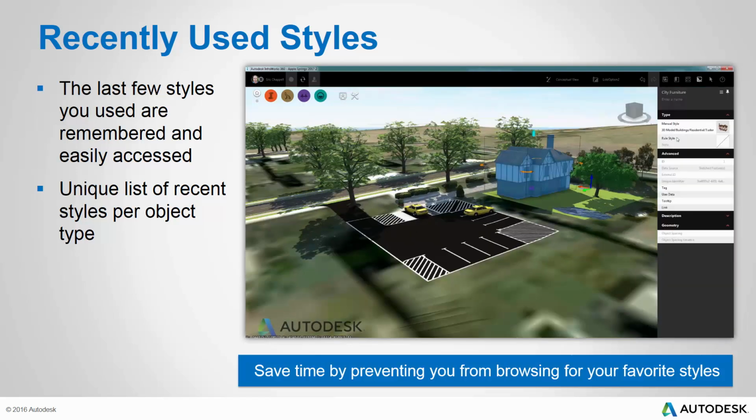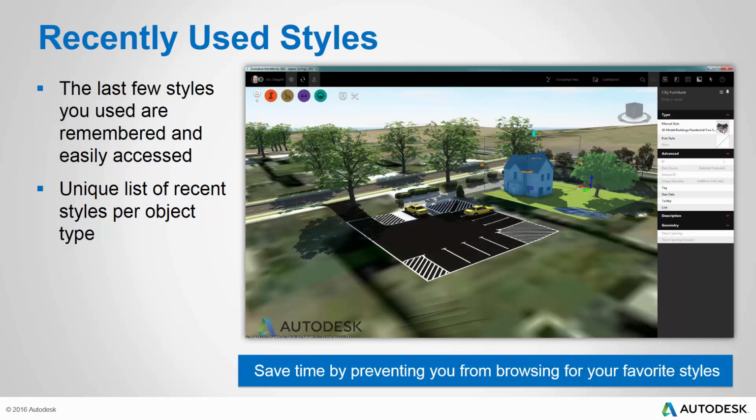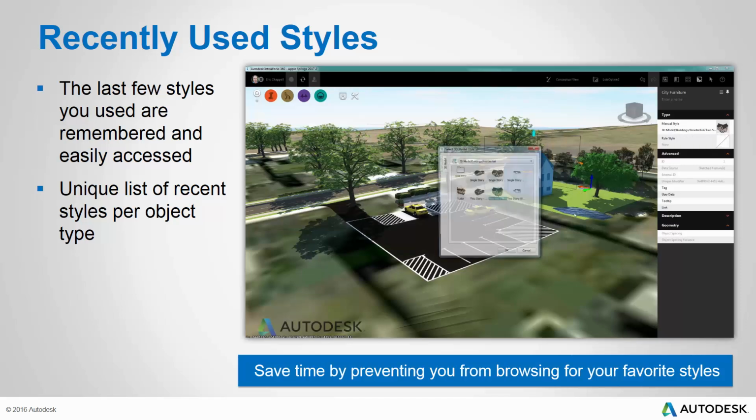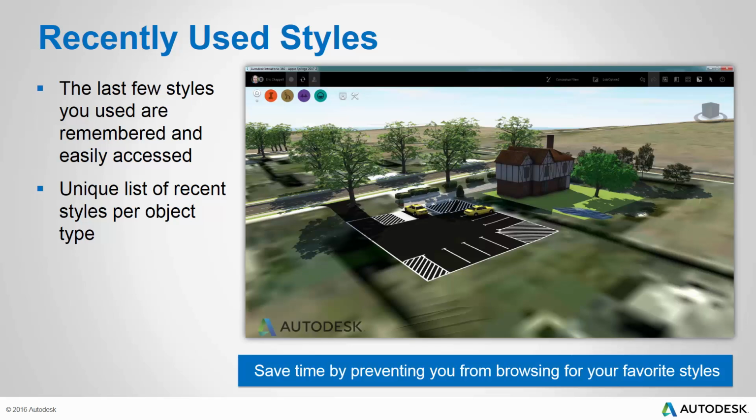Let's see how it works using this house as an example. I'm going to change the style of the house to this 2-story stucco, and then I'll change it back again to the Tudor style that it was previously. Now when I click the style icon again, I see both of those styles listed under most recent styles. So why is this feature important? It saves you time by preventing you from having to browse for your favorite styles.